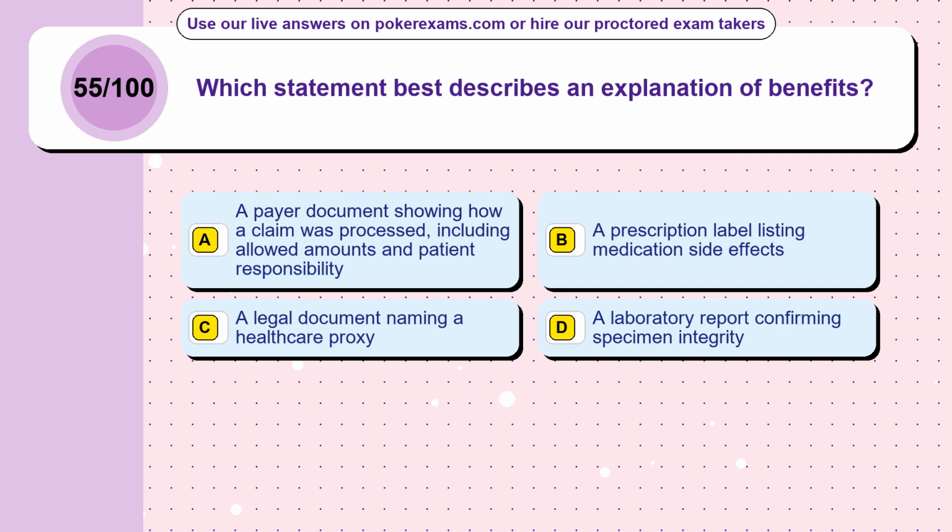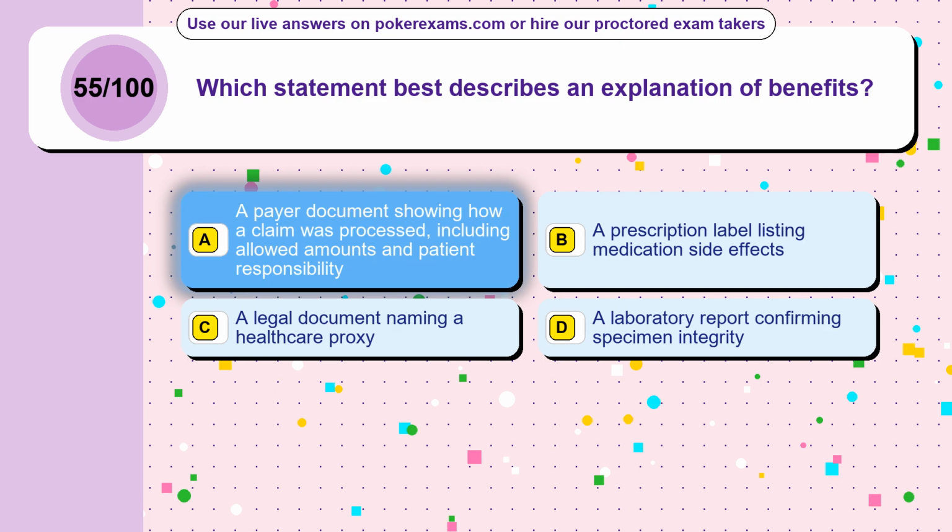Question 55. Which statement best describes an explanation of benefits? Option A. A payer document showing how a claim was processed, including allowed amounts and patient responsibility. Option B. A prescription label listing medication side effects. Option C. A legal document naming a healthcare proxy. Option D. A laboratory report confirming specimen integrity. The correct answer is option A.